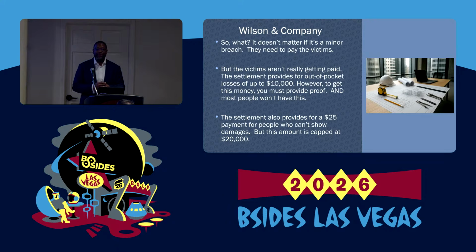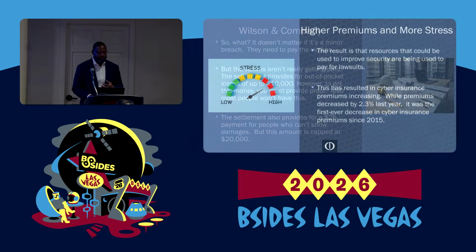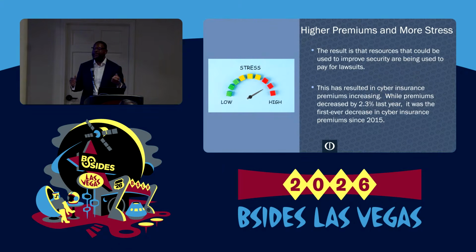You know whose money wasn't capped? The plaintiff lawyers, right? They got all their money. They didn't have a cap. That was the consequence of these lawsuits: we're not really helping the victims as much as we think we are. And so all of this leads to higher premiums and more stress for all of us, right?